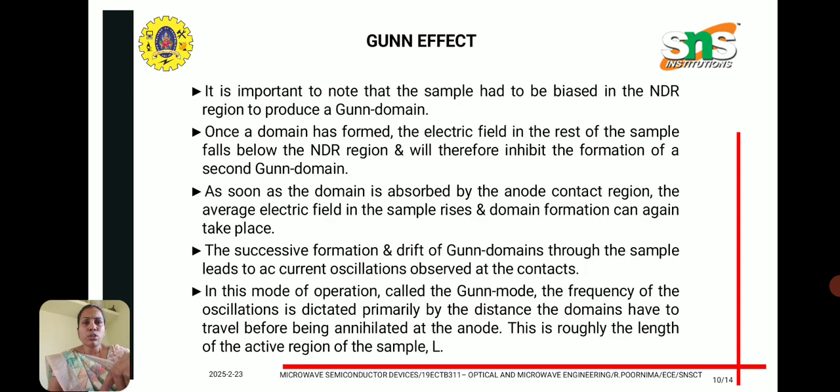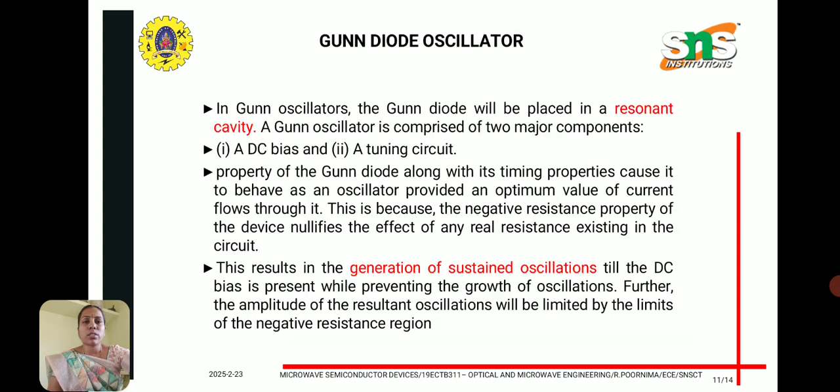It is important to note that the sample has to be biased in the NDR region to produce a Gunn domain. Once this Gunn domain is formed, the electric field in the rest of the sample falls below the negative differential resistance region, and therefore it inhibits the formation of a second Gunn domain. As soon as the domain is absorbed by the anode region, the average electric field rises and the domain forms again. This creates the AC current oscillations.